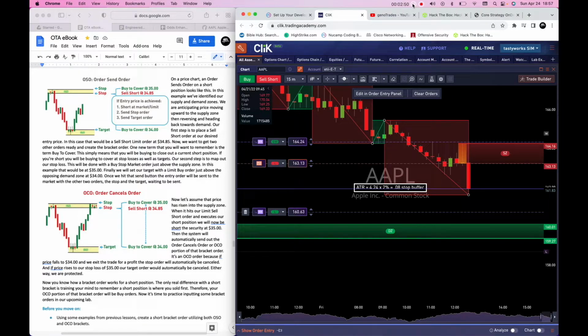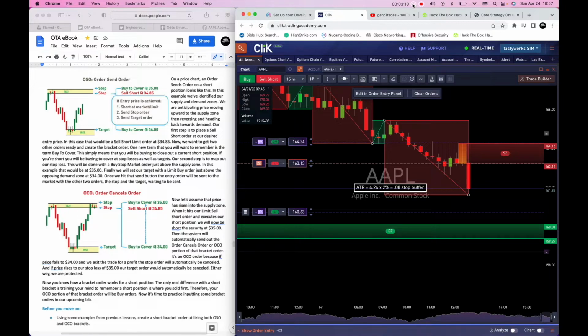Finally, we want to set our target with a limit buy order just above the opposing demand zone, in this case $34. Once we hit that send button, the entry order will be sent to the market with the other two orders, the stop and the target, waiting to be sent.